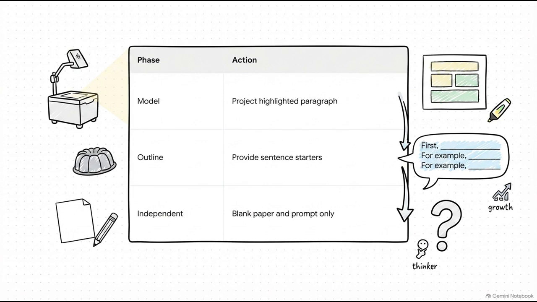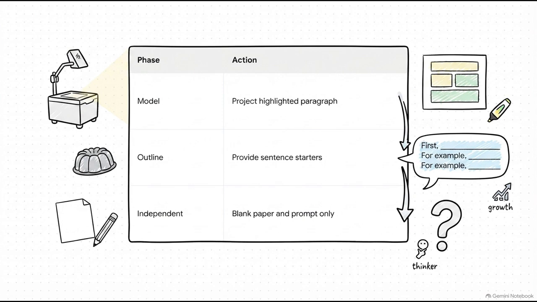You could color code the topic sentence in yellow and the supporting details in green. You're showing them the exact target. Then, in the outline phase, you give them a template with sentence starters. Things like, first, blank. For example, blank. Remember the cake mold? This is the mold.